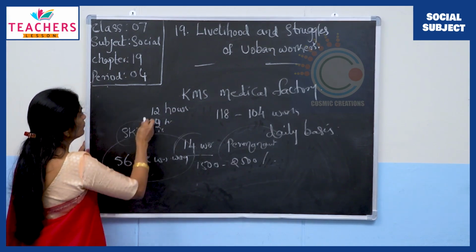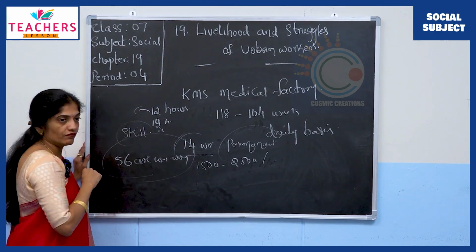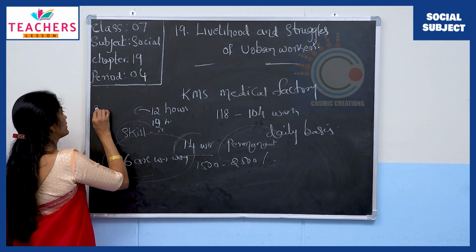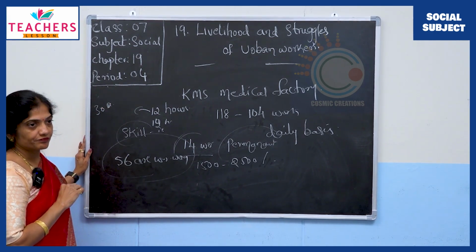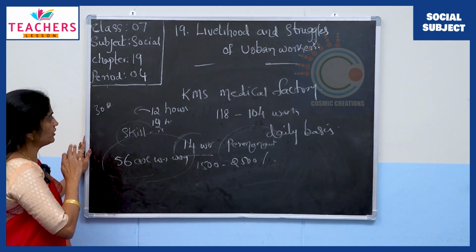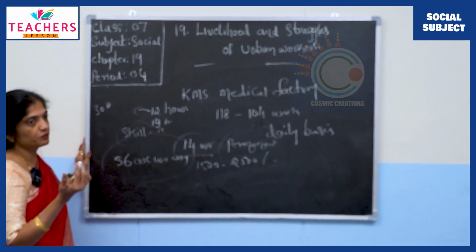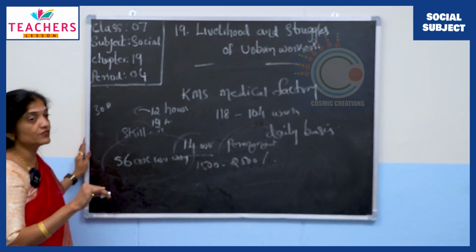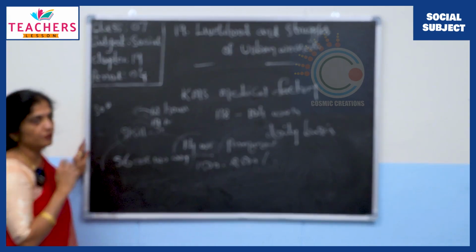Okay. So the 56 women are working for 12 hours and they will be paid 30 rupees per hour. So, 30 into 12, 12 threes are how much? 36. It means 360 rupees per day if a woman is working for 12 hours on a daily basis.